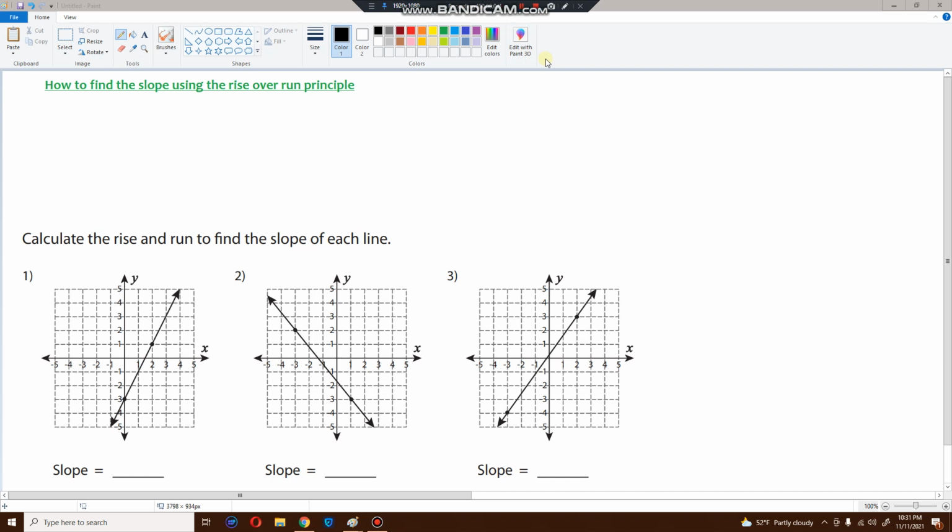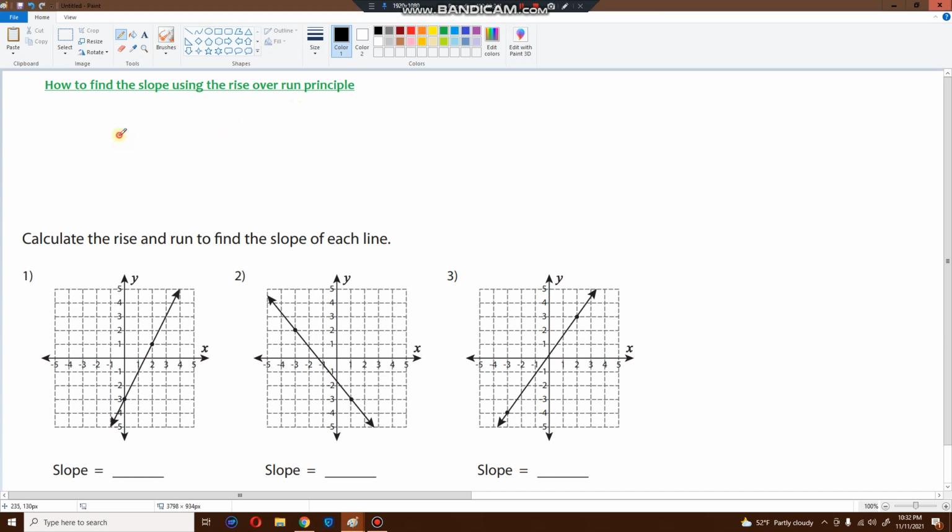Today I'm going to show you how to find the slope of a line using the rise over run principle. This is something fairly new for the students. They've been learning how to use the slope formula. They know how to use the slope formula, m equals y2 minus y1 over x2 minus x1. And rise over run is basically another way of expressing slope, but without doing any math with it. There's no need for formulas for this one. But I will show you basically what this means.